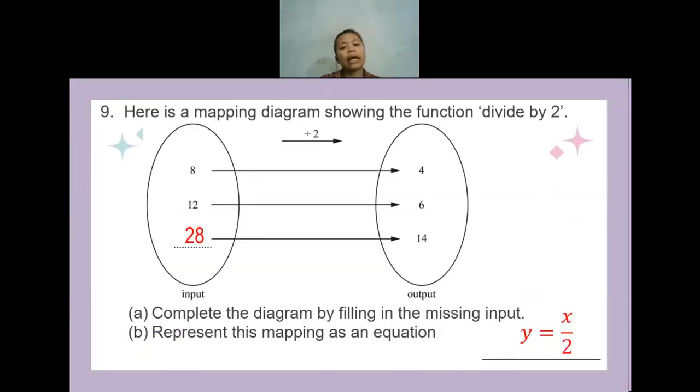For question 9, in here we already have the mapping diagram. 8 into 4 and then 12 into 6. The rule is divide by 2. So I need to find any number that when I divide by 2 will equal 14. Or if you want to find the input, you can do the opposite. The opposite of divide by 2 is times 2. So you just need to do 14 times 2, which equals 28. And then for writing the mapping as a function, the output we make as y, the input will be x, so we write it as y equals x divided by 2.